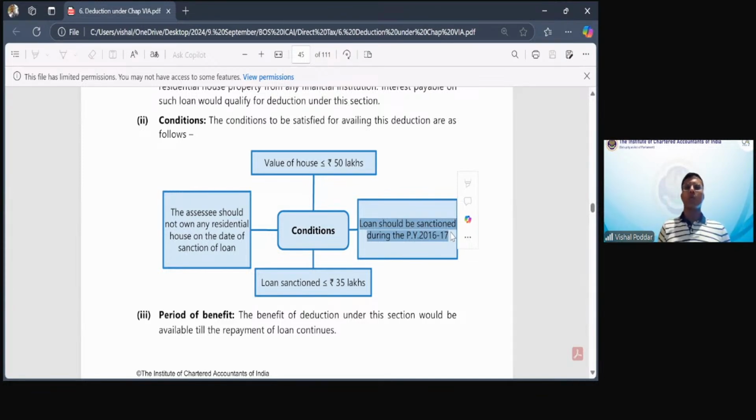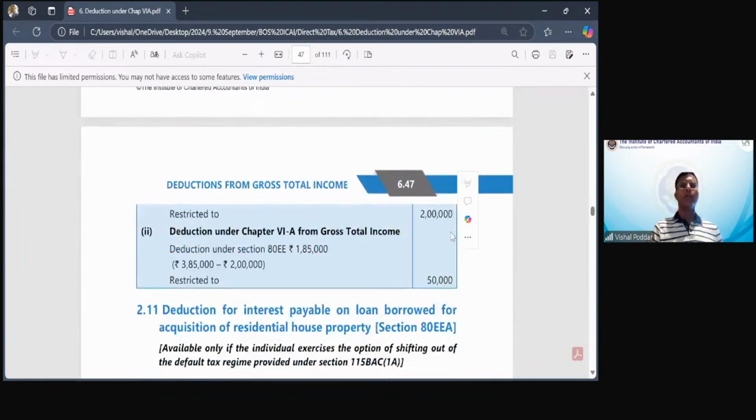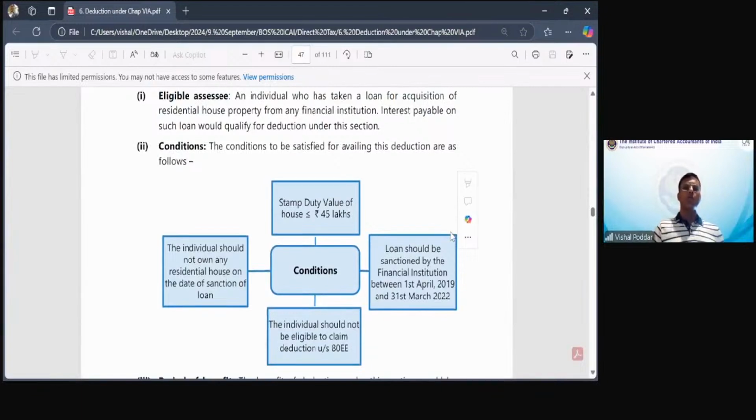So here the loan was sanctioned in the previous year 16-17, so you fall in 80EE. Here the loan was sanctioned between 1st April 19 to 31st March 22, again you are eligible for this deduction.